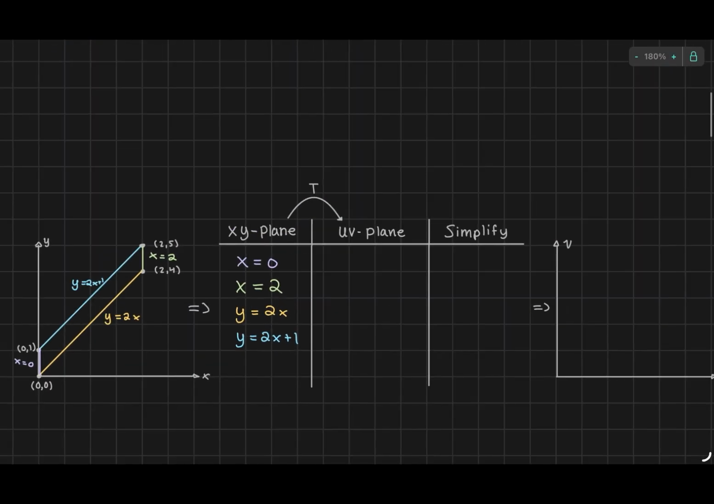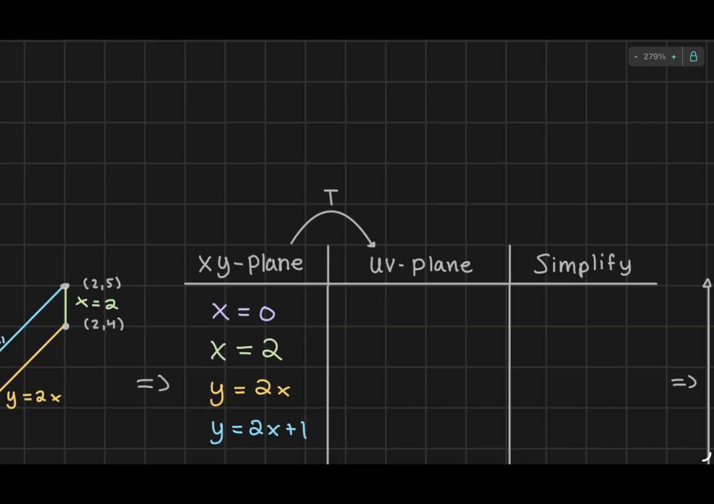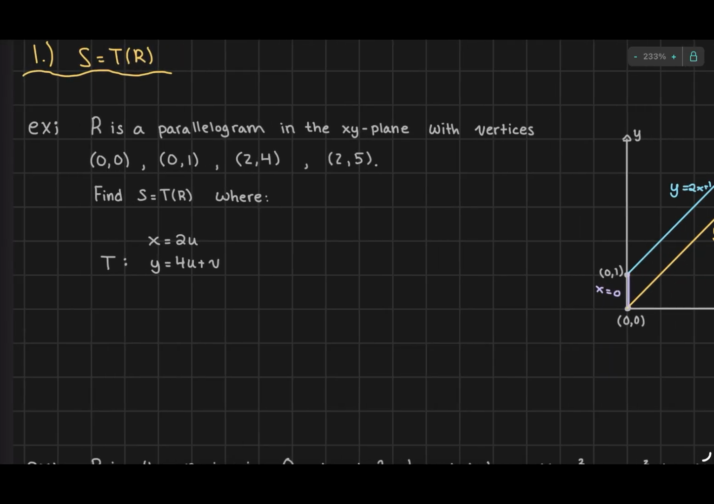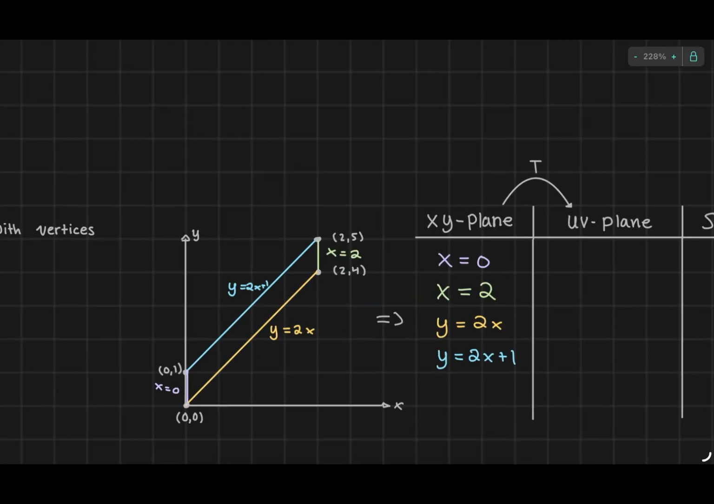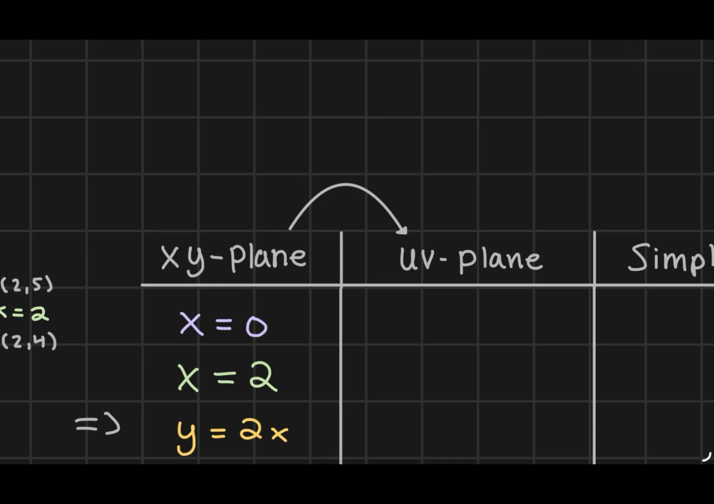The question now is, how are we going to transform our xy plane into the uv plane? We're going to be using that transformation that we were given over here. Our transformation is x equals 2u and y equals 4u plus v. Let's go ahead and write that down: x equals 2u and y equals 4u plus v.